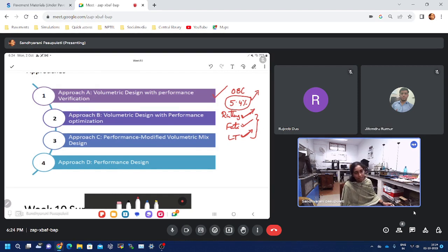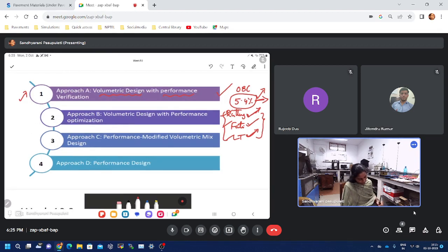If at that OBC, mixtures are not able to meet the rutting, fatigue and low temperature cracking requirements, then we need to redesign the optimum bitumen content. Thereby, we can either change the gradation or change the bitumen type, but at the end, we need to make sure that the optimum bitumen content we are going to use performs better in terms of rutting, fatigue and low temperature cracking. This method is called approach A. In this method, we are strictly following the volumetric design, but in addition we are just checking for performance verification. We are not disturbing any of the existing volumetric requirements.